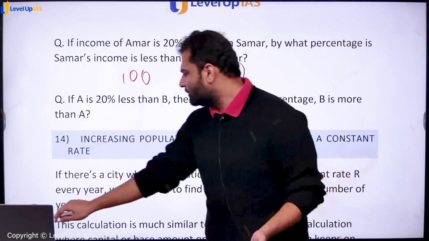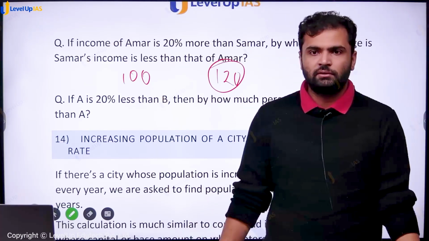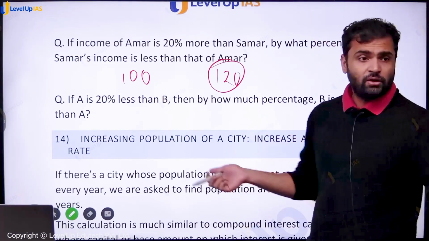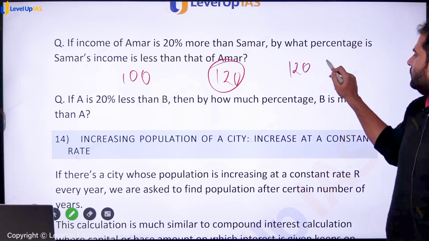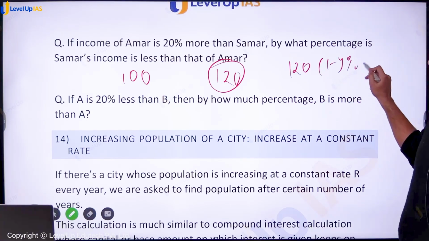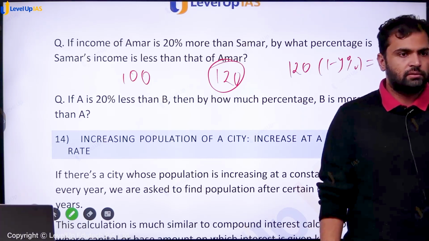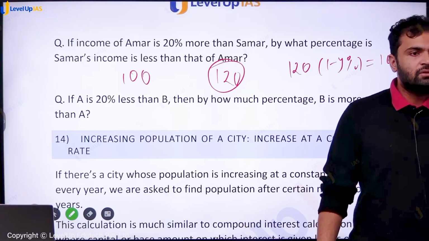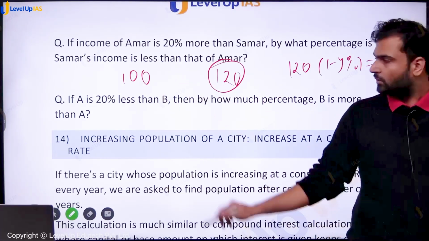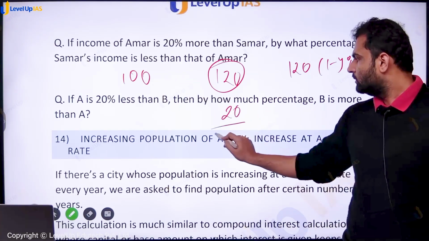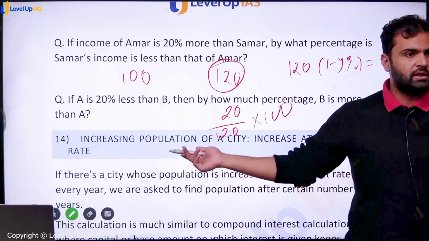Now we can assume, let he be y% short, right? He is y% short. So what do we know? 120 into 1 minus y% equal to 100. In other words, we can also find out what is the absolute change, 20. This is the answer. ये भी चलेगा.